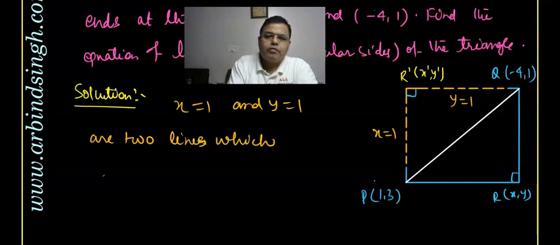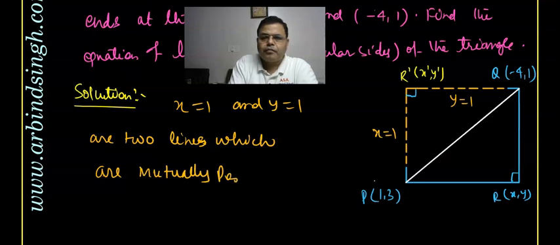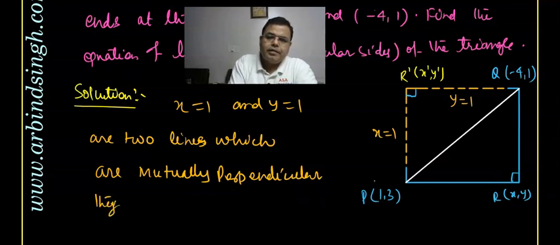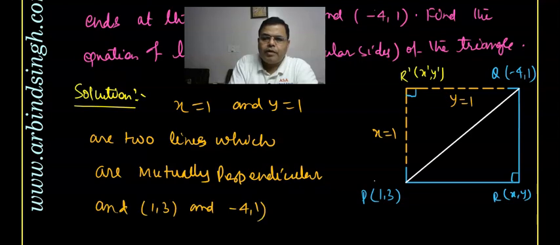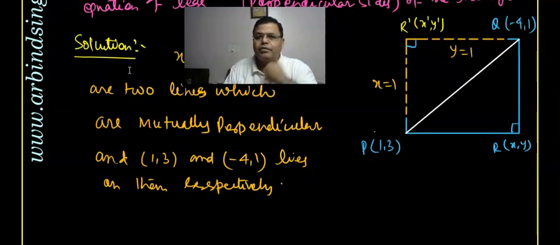So x is equal to 1 and y is equal to 1 are two lines which are mutually perpendicular, and the points -1, 1, 3 and -4, 1 lie on them respectively. So that will be the answer in fact. x is equal to 1 and y is equal to 1.